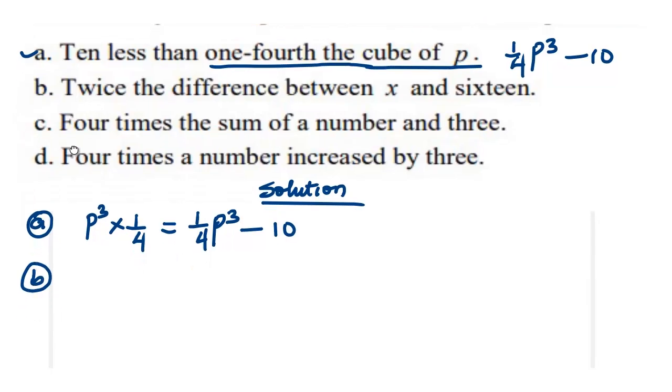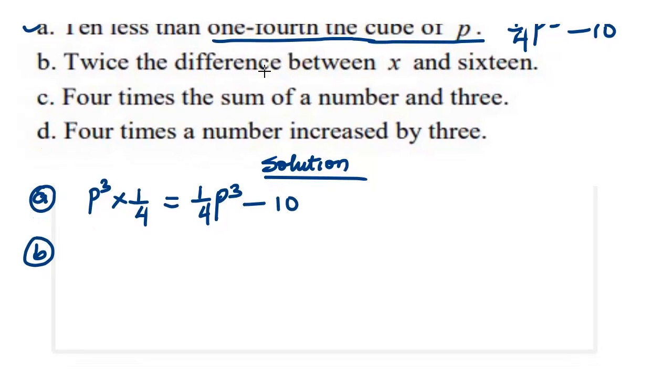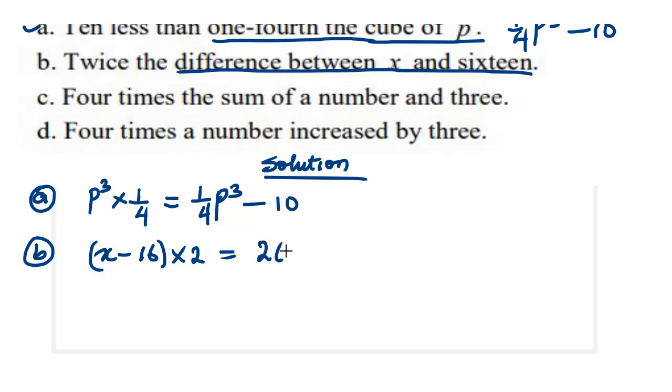The second question says twice the difference between x and 16. So we need the difference between x and 16. So the difference is x minus 16, right? Then we're talking about twice the difference. That would be times 2. So this will give us 2 into bracket x minus 16. So the answer to this is 2 into bracket x minus 16. Then let's move on to C.